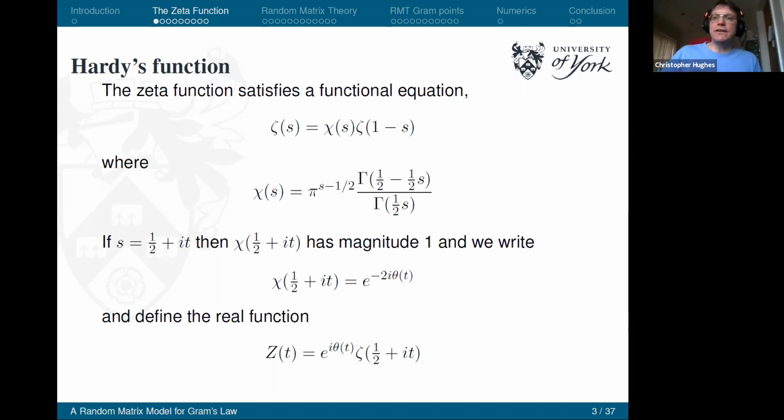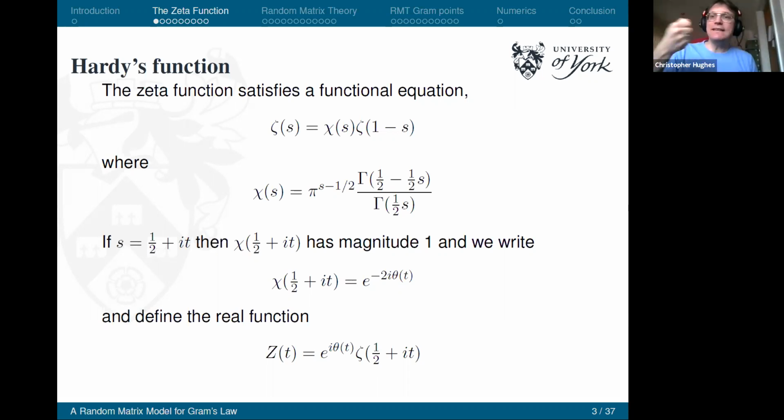And the 2 and the minus are convention. And what this enables us to do is, can you see my mouse? I hope you can. So I'm at the top equation. You've got zeta of s is, if I write this as e to the minus 2i theta of t, zeta of 1 minus s, and then I take one of those e to the minuses and pull it over onto the other side, I've then got a function that is an even real function. So I've defined Hardy's function, this Z of t, as e to the i theta of t, zeta of 1/2 plus it. It's real and it's even. And you can check that from the functional equation.